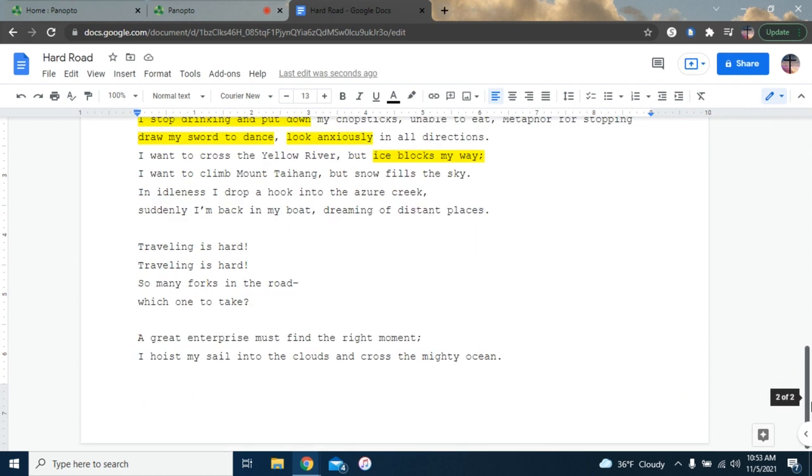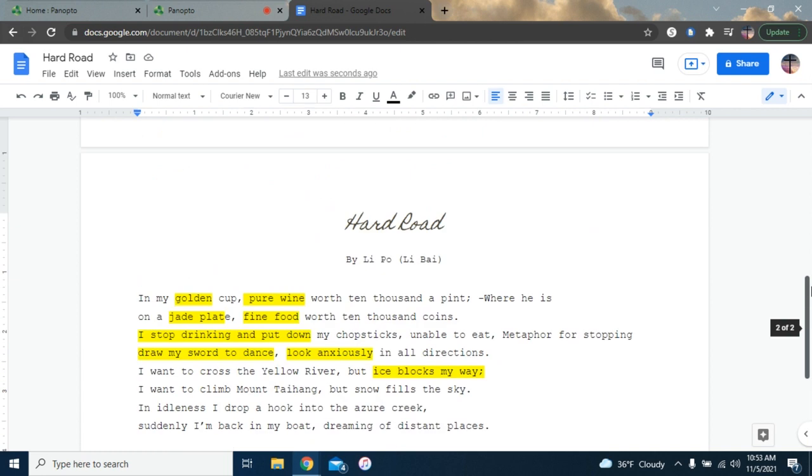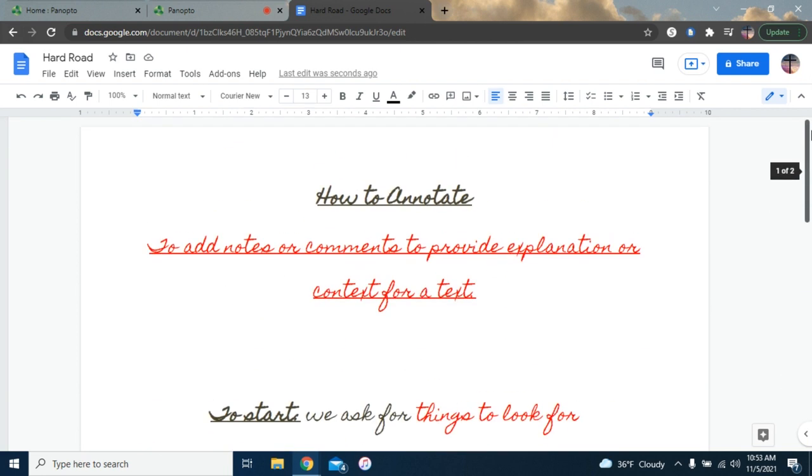And that's about all I have. So this will be due next week, and just be annotating. Send me a copy of your final, and hopefully we can meet in person soon.